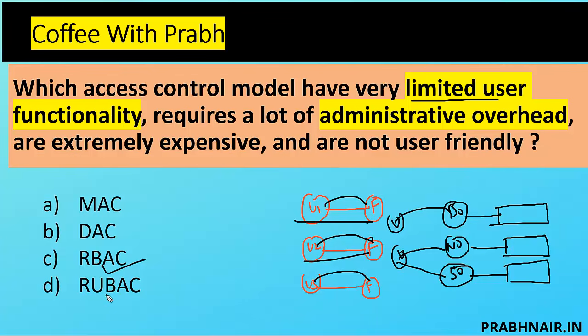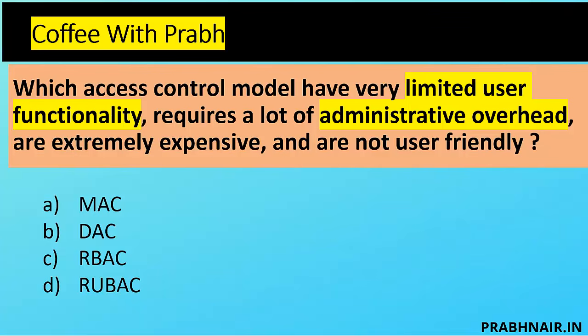And the fourth is RuBAC, rule based access control. If you take the example of a firewall, in a firewall we create a rule. We say if the source IP is this and the destination IP is this, and the condition matches, the connection will be rejected or accepted. That is how we define the context. That is called rule based access control.